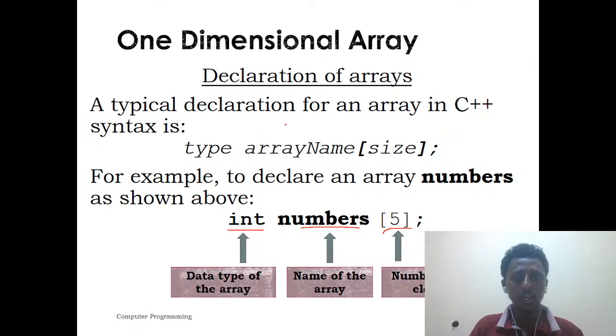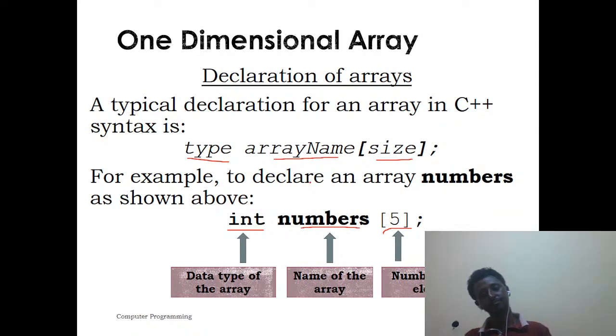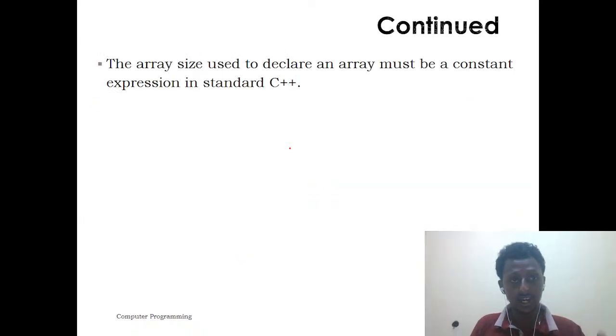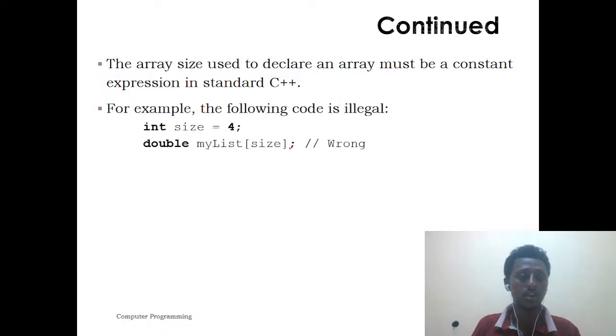Good. A typical declaration of an array in C++ syntax is type, name, and its size, as you see from this example. Good. The array size used to declare an array must be a constant expression in standard C++. Based on the rules of the language, C++ programming has its own standard expression to declare an array and to use its elements.